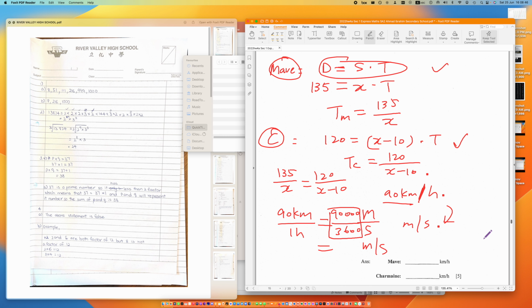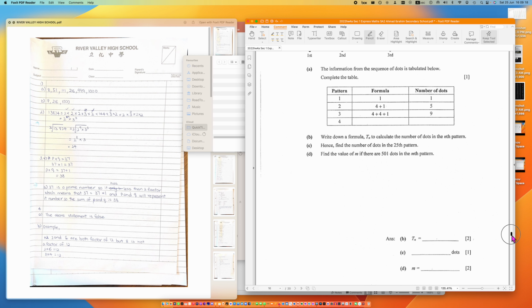Give me a mixed number if it's not a whole number. So basically it's 900 divided by 36. So is it 25? Yes. Okay, good. Yes, it's 25. So that's how you do conversion. Okay, good. Any other question? Yes, that's question 7. Continue from here.